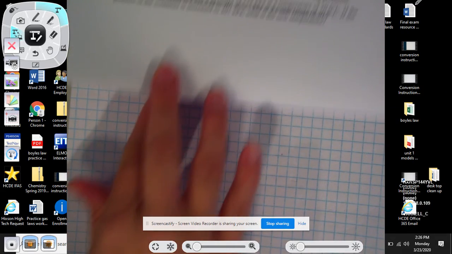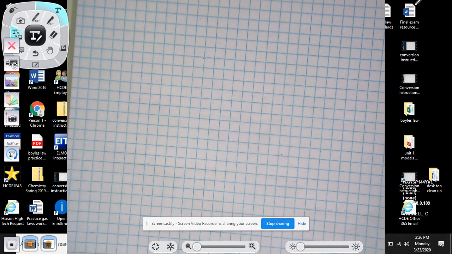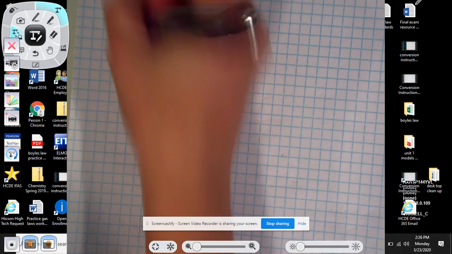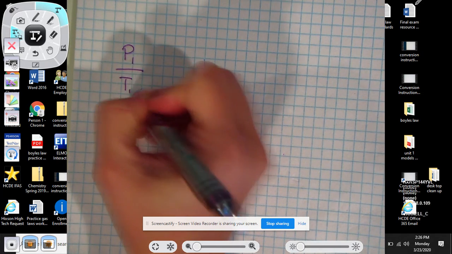All right, so we're moving on to Gay-Lussac's law. And Gay-Lussac's law dealt with, as I mentioned in the previous videos, pressure and temperature.